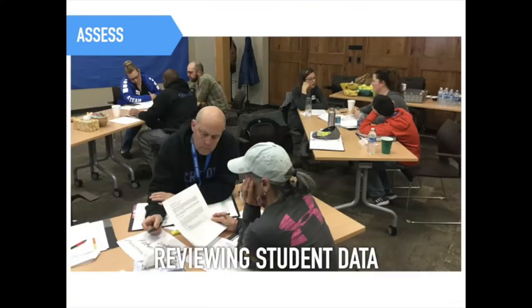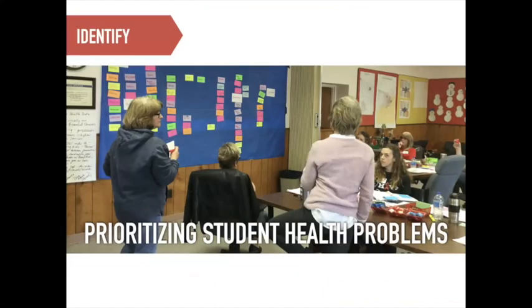Here they are reviewing student data. So for example, the percentage of students who have felt sad, hopeless, or depressed in the last 2 weeks is a data point they might be looking at. Here they are during identify, prioritizing student health problems. So for example, they might be deciding they want to focus their plan on poor mental health rather than physical inactivity.